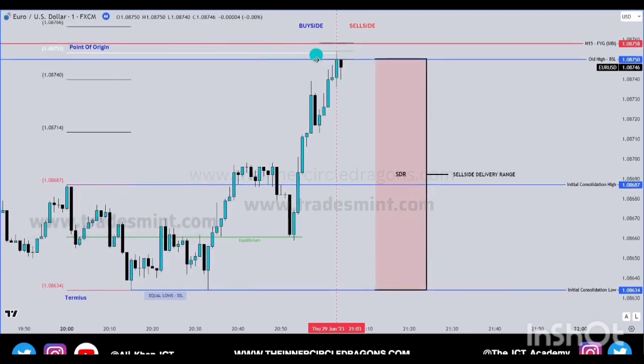Our terminus has now become our point of origin, and our point of origin has now become our initial terminus. The range between our point of origin and our terminus on the sell side of the market maker sell model is our SDR, or our sell side delivery range. If we take the swing low to the swing high that ran the stops above our second stage of accumulation, this is our manipulation leg.